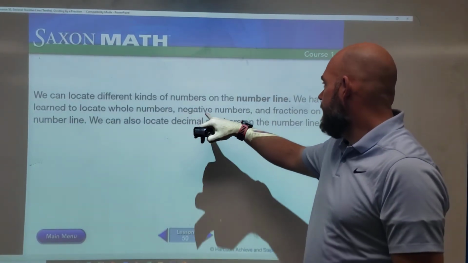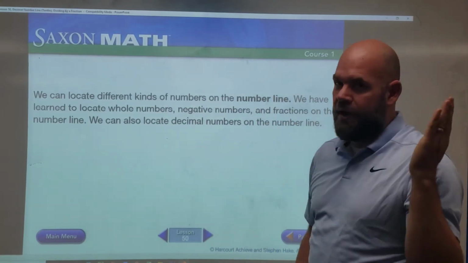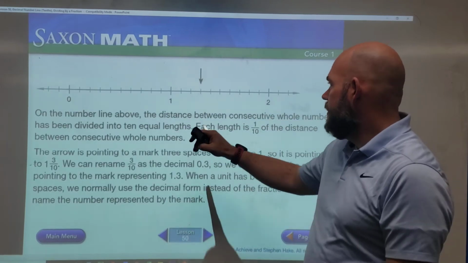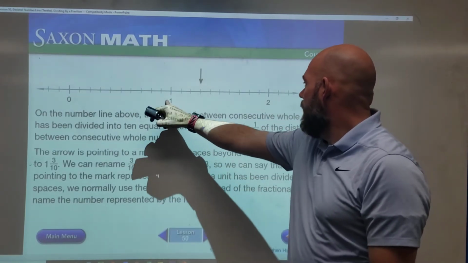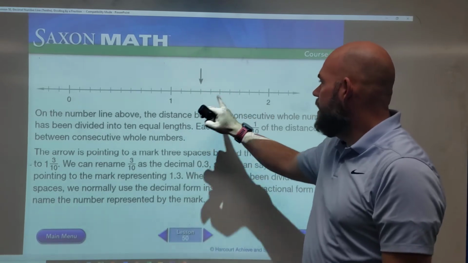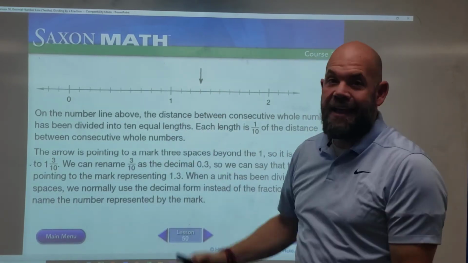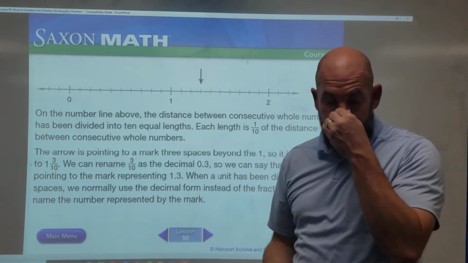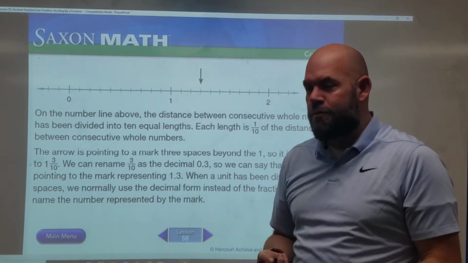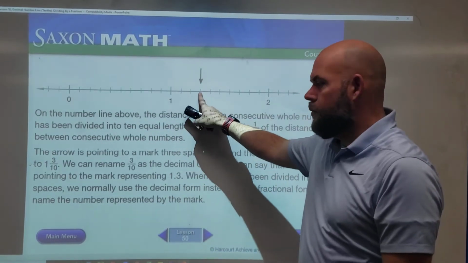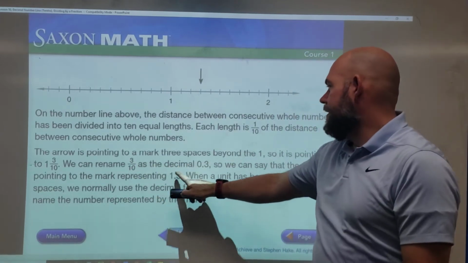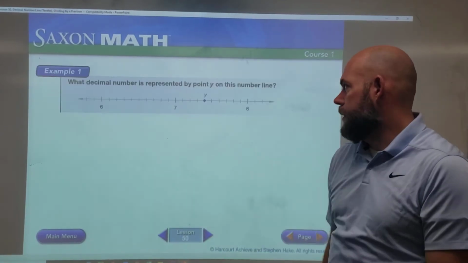So we've looked at different kinds of numbers on the number line before. We've looked at whole numbers, positive numbers, negative numbers. We've looked at fractions. So before we said this is like 1 and 1, 2, 3, 4, 5, 6, 7, 8, 9, 10. So this is tenths, so 1 and 3 tenths. That's how we've done it before. But remember, 3 tenths is just the same thing as 0.3. So we can use this as a decimal as well. We could just say this is 1.3 instead of calling it 1 and 3 tenths.